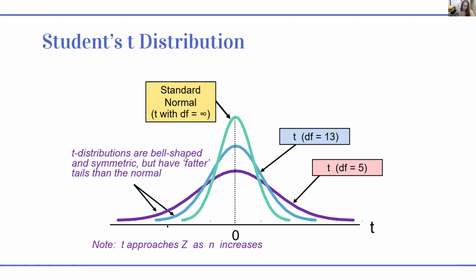They're bell-shaped and symmetric, these t distributions, but they have fatter tails than normal. They stick out more. They're more spread out. And the inverse is also true: as the n increases, t gets closer and closer to z, and it looks more and more like the standard normal.